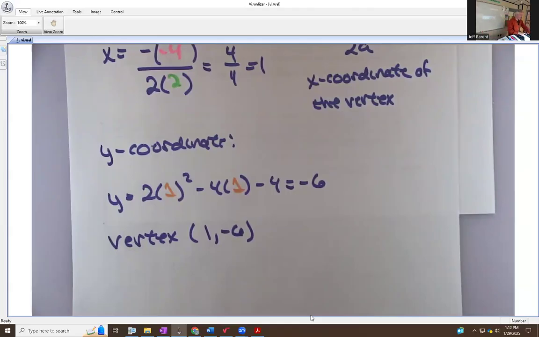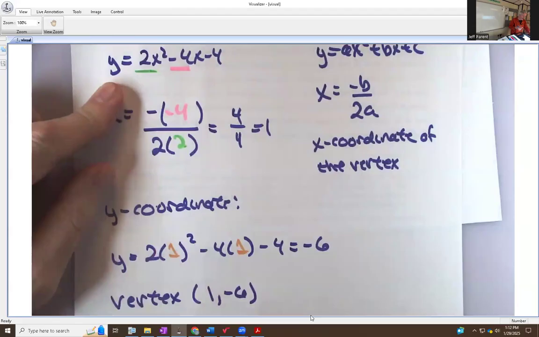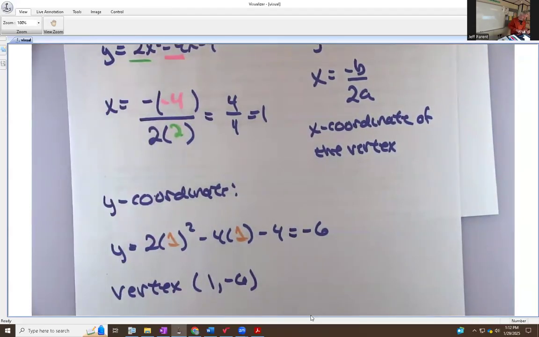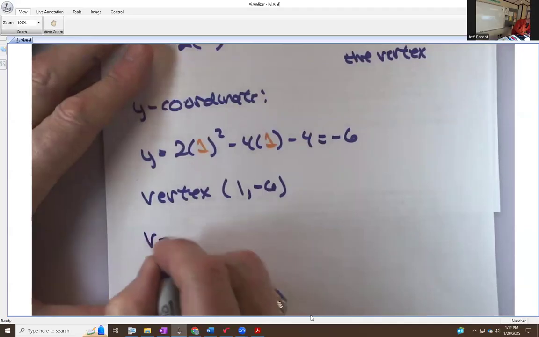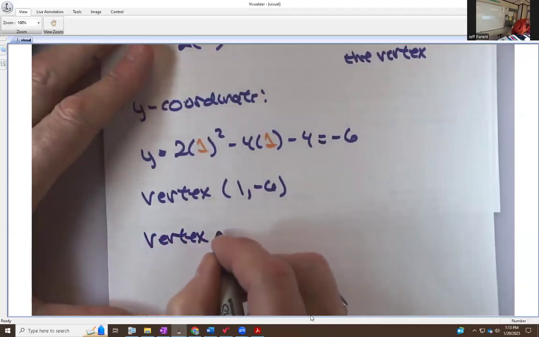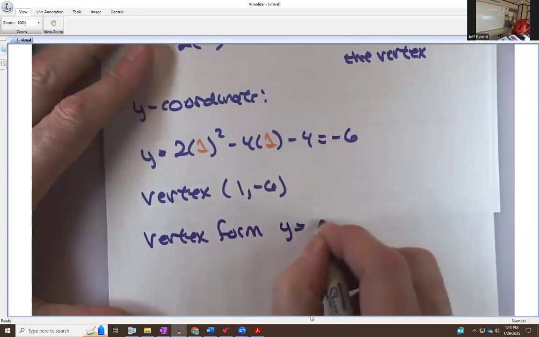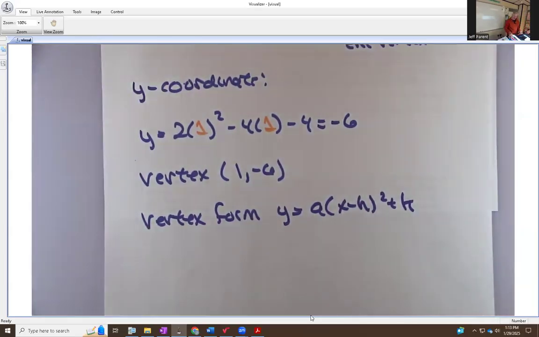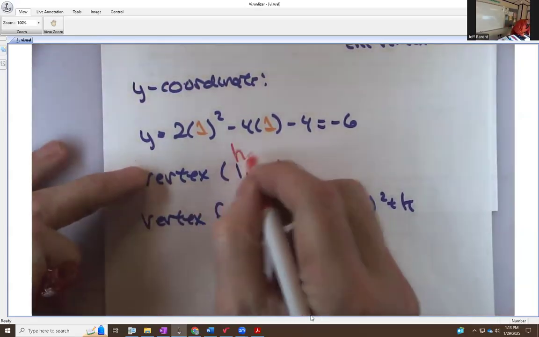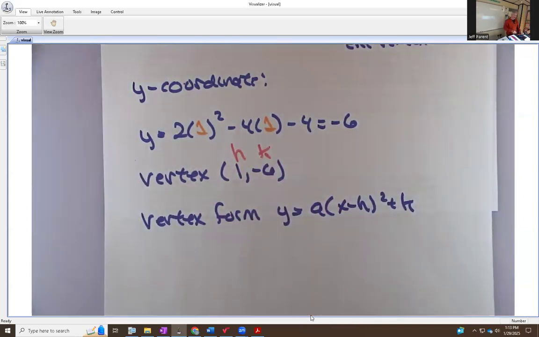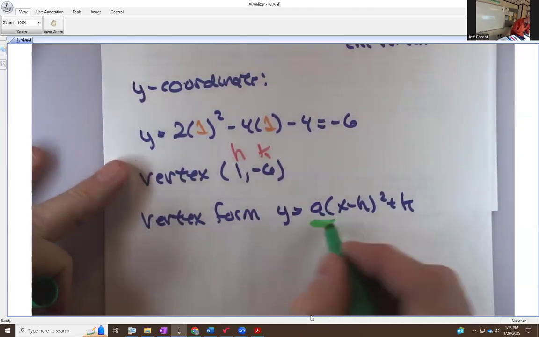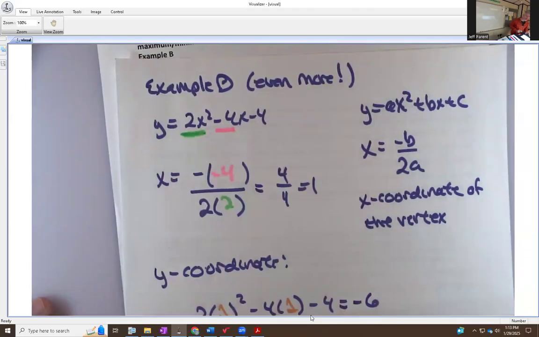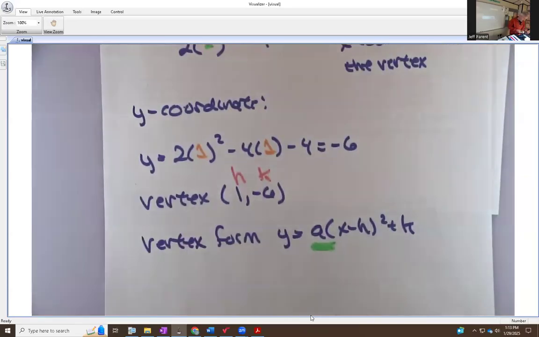Suppose this is how you started out the problem. You needed to put it in vertex form. Well, we're almost there. Remember, vertex form is going to be y equals a times x minus h squared plus k. And we just found h and k. So the only thing left then is, what's a? How would you find a? That a there is the same as that a up there. So I know that a is 2.